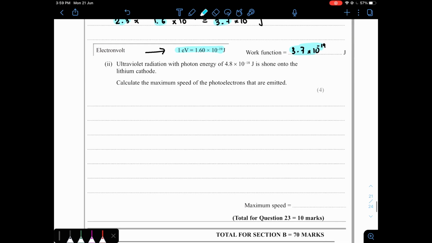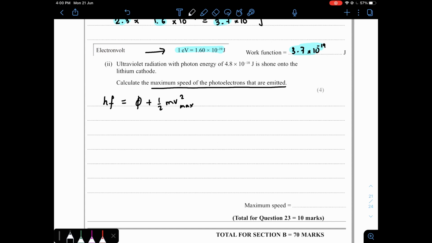Ultraviolet radiation with photon energy of 4.8 times 10 to the power of minus 18 joules is shone onto the lithium cathode. Calculate the maximum speed of the photoelectrons that are emitted. So we need to think of an equation that has velocity and we can use photon energies. The only equation we can use in these scenarios is hf equals the work function plus half mv squared, and v is obviously the maximum. Okay, so now what?